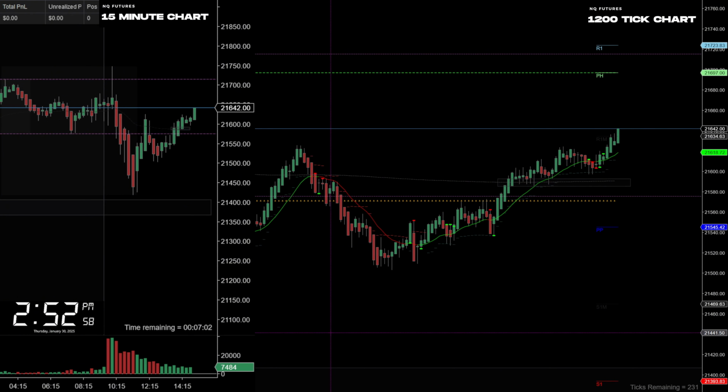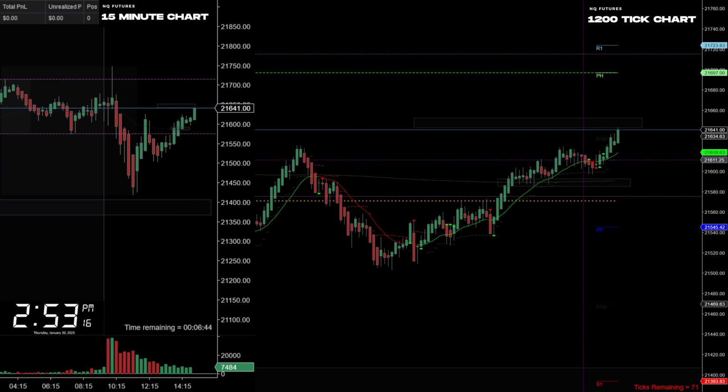Right now the price is testing a high volume area here. So pretty much we have a high volume node here, and right below it there was a low volume area here. So we have a pocket here.